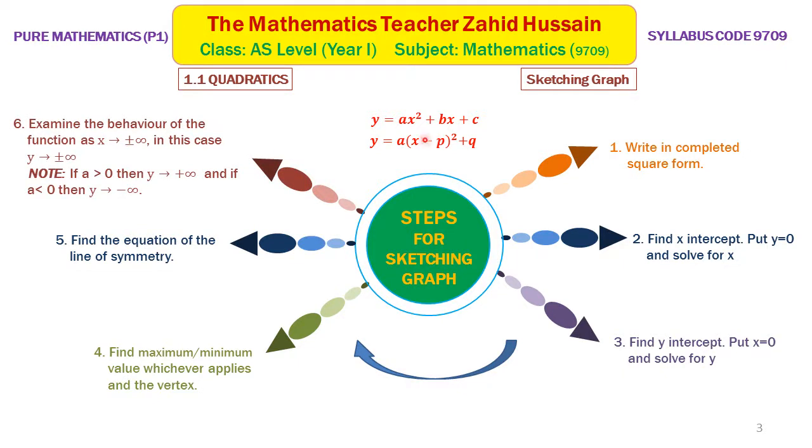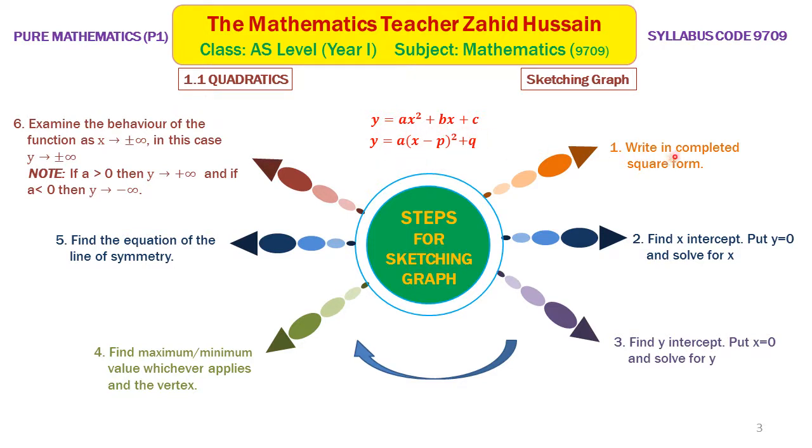and then you will examine the behavior of the function when x tends to plus infinity or minus infinity. So if a is greater than 0, y will tend to positive infinity, and if a is less than 0, y will tend to negative infinity. For this condition, x tends to positive infinity and negative infinity. So finding these 6 pieces of information from this completed square form, you can sketch the graph.